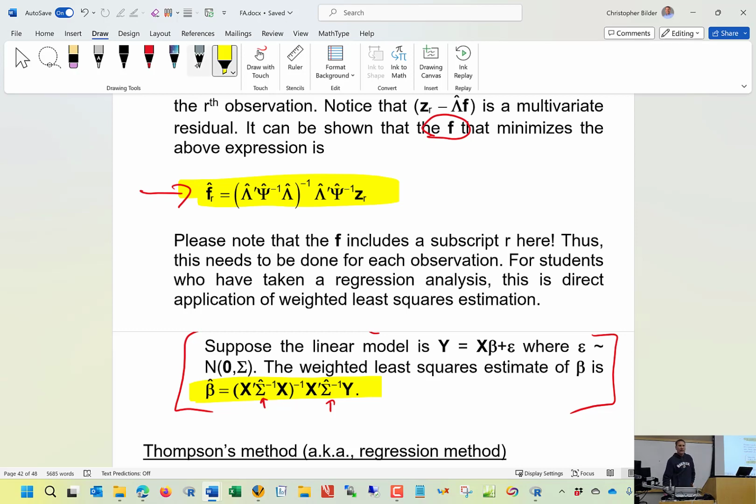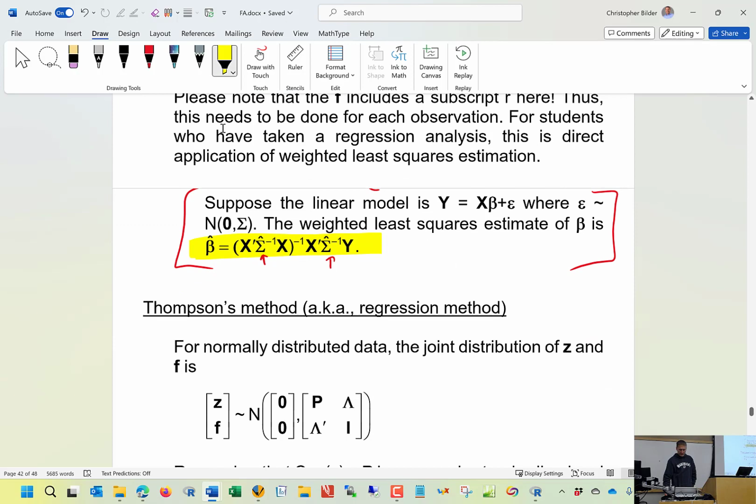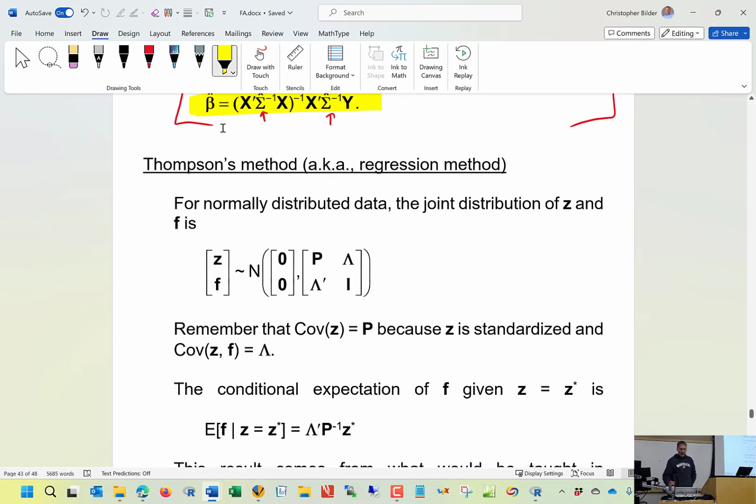Any questions about that? Okay. So that's method number one. Method number two is Thompson's method, also known as the regression method.